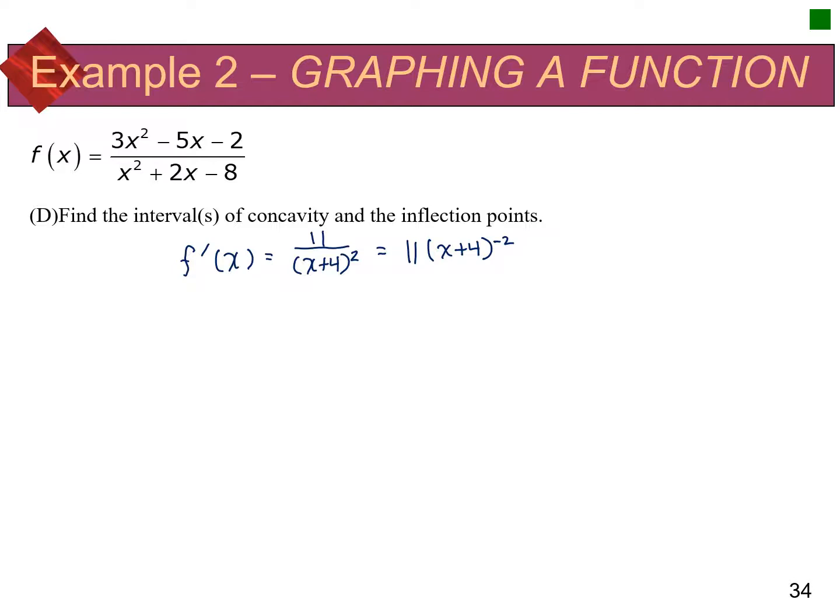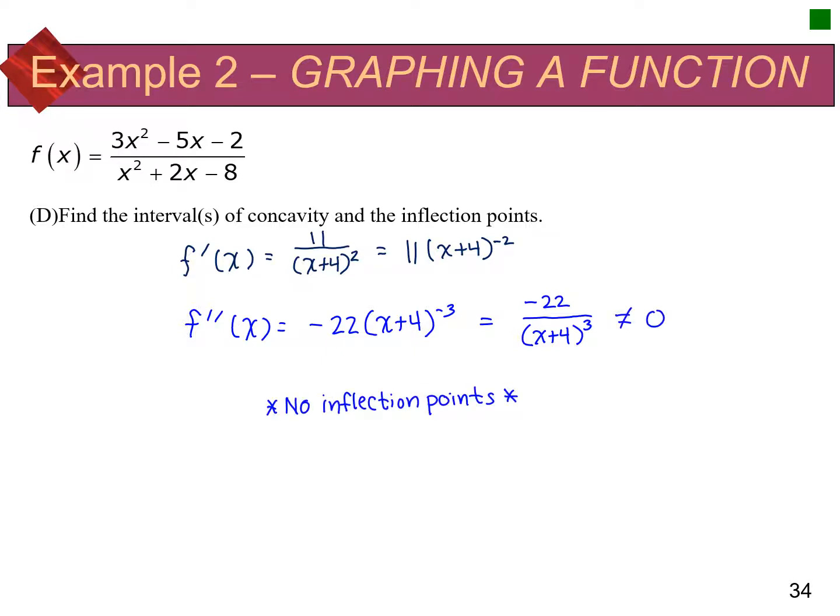I'm going to use the chain rule and the constant multiple property and things like that to do a second derivative rather than go back to using the quotient rule again. So the second derivative is going to be negative 22 times x plus 4 to the negative 3, which becomes negative 22 over the quantity x plus 4 cubed. So again, this thing is not going to equal 0 either, so there are no inflection points.